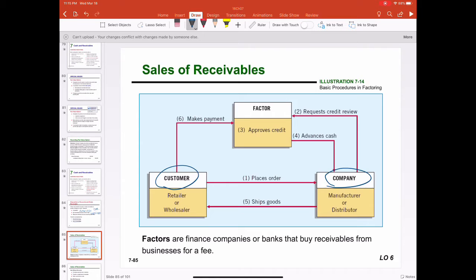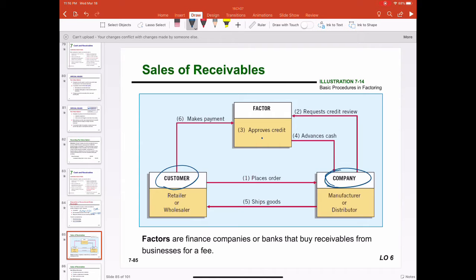When the customer places an order, the firm delivers the products, and if the customer does not make a payment, accounts receivable is generated. But some firms want to have the cash earlier, right? So they find a factor.